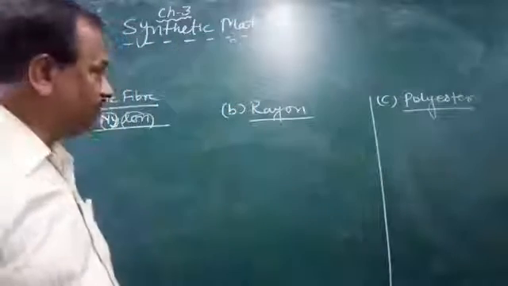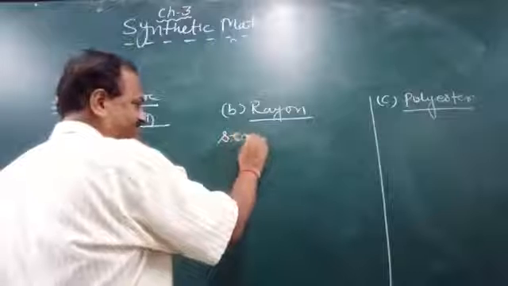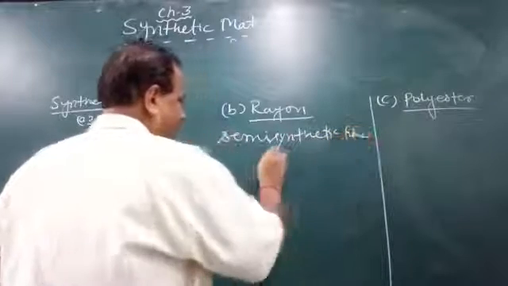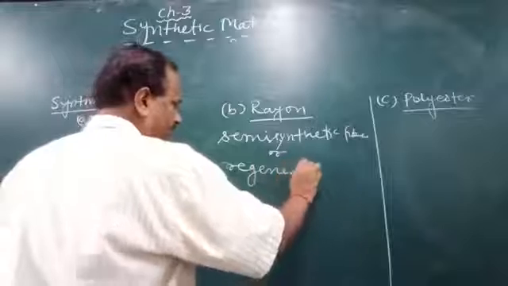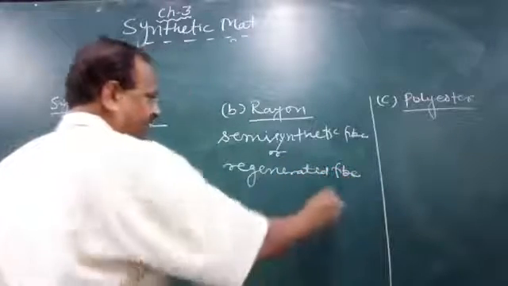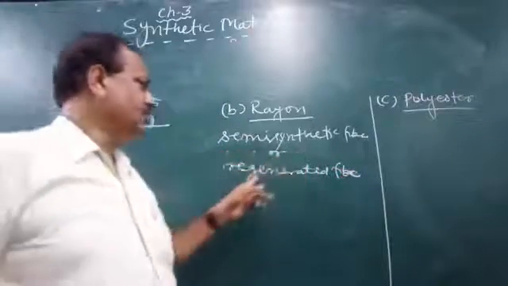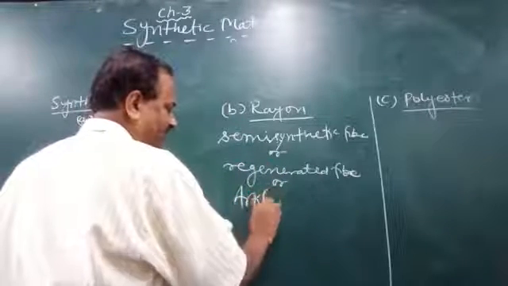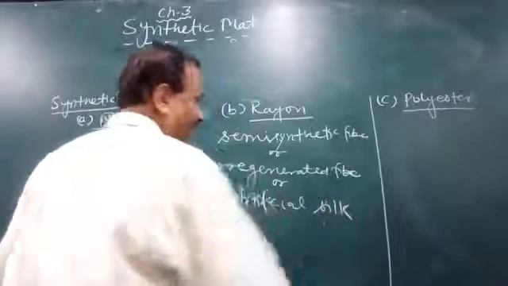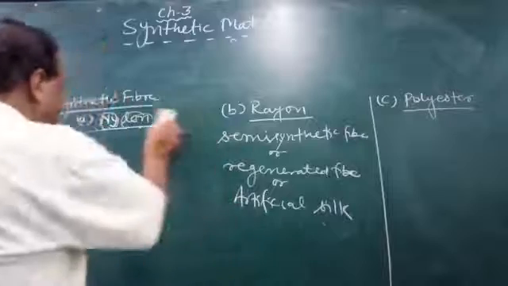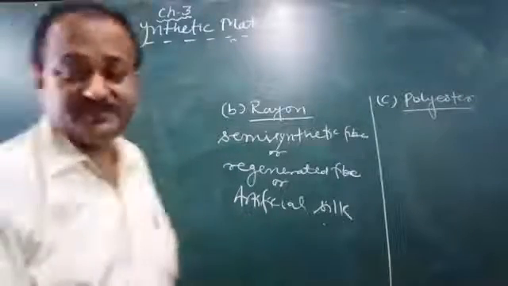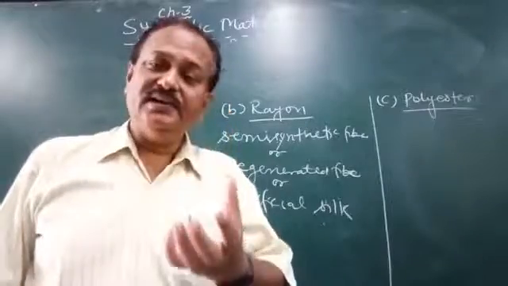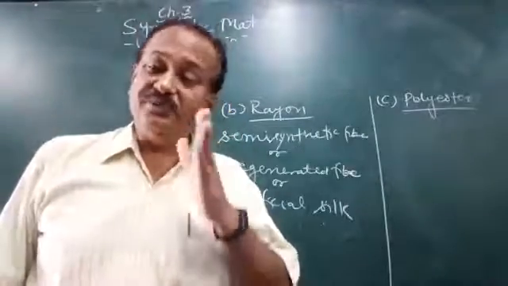Now, next coming to rayon. Rayon is called as semi-synthetic fiber or regenerated fiber, and it is also called as artificial silk. Why? Because it has resemblance like that of silk. Means ये silk के जैसे दिखता है. It is very soft. It is flexible. It has shiny appearance. इसमें चमक होती है.